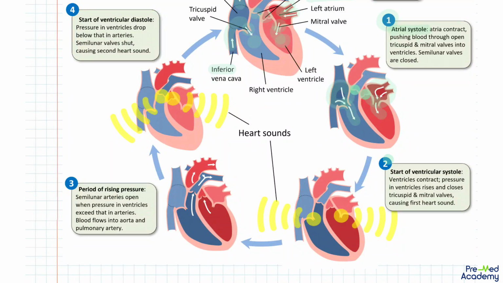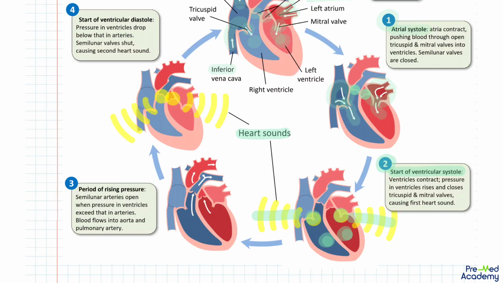The next step in the cardiac cycle is the beginning of the ventricular systole, number 2 in the diagram. When the ventricles start contracting, the pressure within the ventricles increases, and this closes the tricuspid and the mitral valves. This creates the first sound we hear, the lub sound.